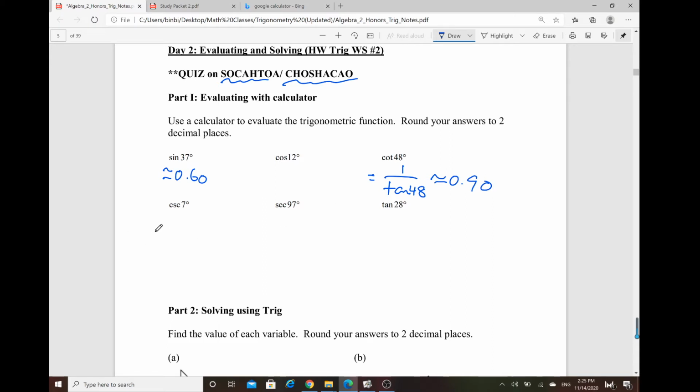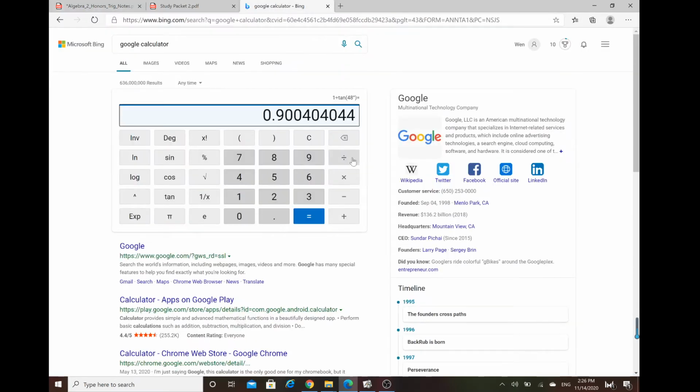And what about for cosecant? We do know that cosecant is the reciprocal of sine. So that means 1 over sine of 7 degrees. Clear, so 1 divided by sine of 7 degrees. Okay, let's find out what that is. It's 8.21. This one we need to round up. So 8.21.